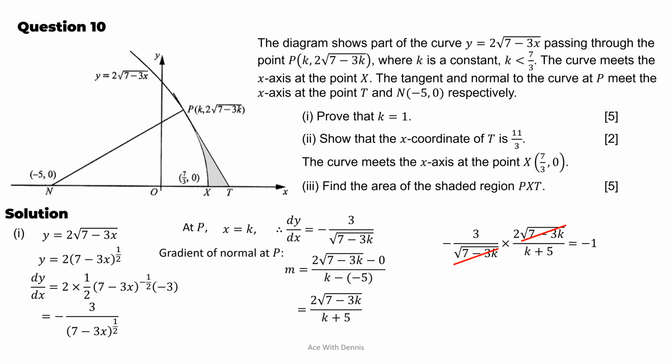So square root of 7 minus 3k cancels with square root of 7 minus 3k. We get negative 6 over k plus 5 equals negative 1. Then we can solve this equation, which we get k plus 5 equals 6 and k equals 1. Hence, proven.